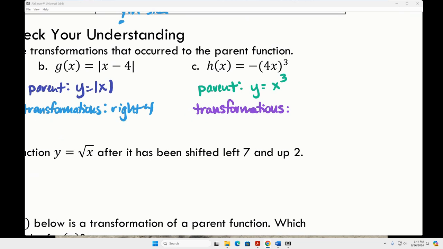So the parent function here should be y equals x cubed. What is that negative going to do? X-axis, good. So it's on the outside, so it's going to be a reflection on the x-axis. And then what about that 4? Multiplied on the inside, greater than 1. Horizontal compression, good.